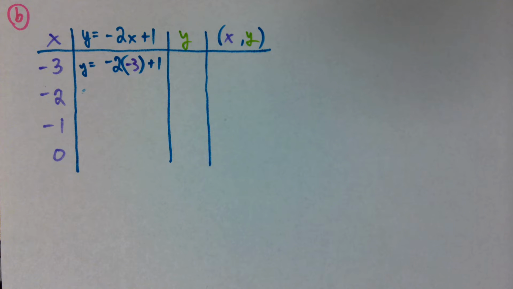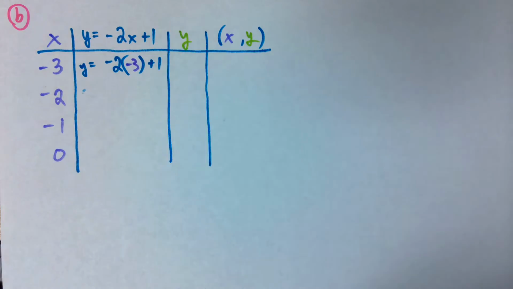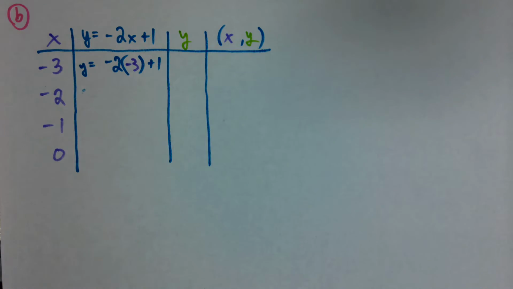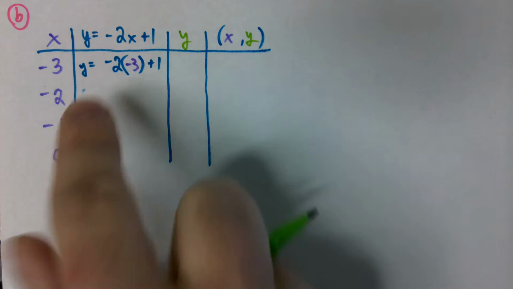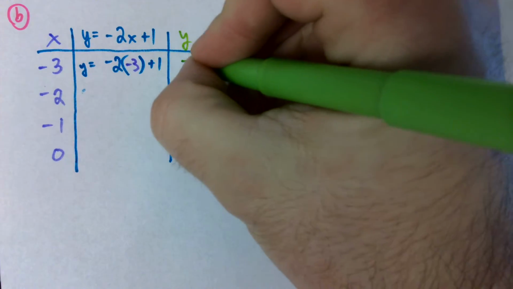And that's multiplying, right? First, we have to multiply negative 2 times negative 3. And then we're going to go ahead and add 1. All right? So what is negative 2 times negative 3? 6. Perfect. Thank you, Brandon. Positive 6. Plus 1 gives us 7.